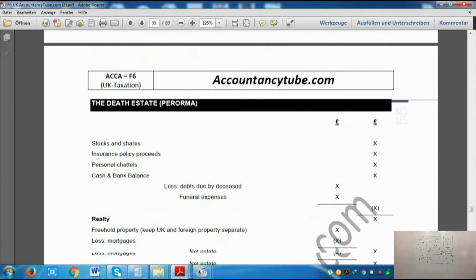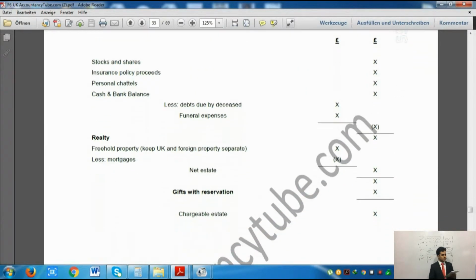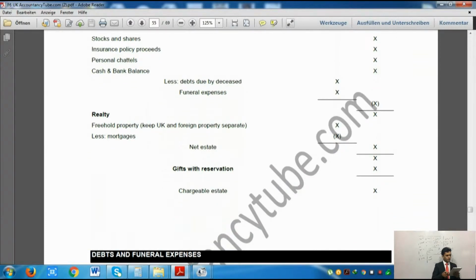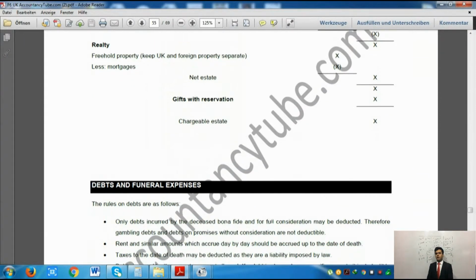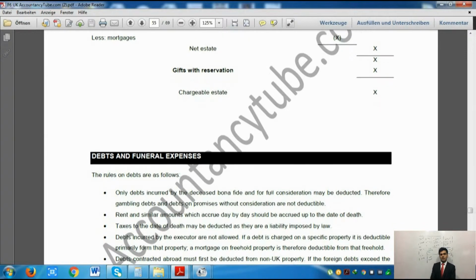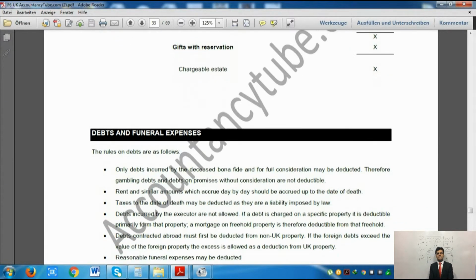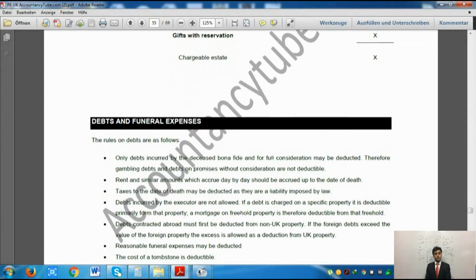Now these are the expenses which we have to deduct. Before we move into these expenses, let's talk a little bit about a gift with reservation. A gift with reservation is a situation whereby someone lives in a house and has no other house to live in, only that house. Although he was living in his house, he has gifted that house to his son. After gifting that house to his son, he was still living in that house.